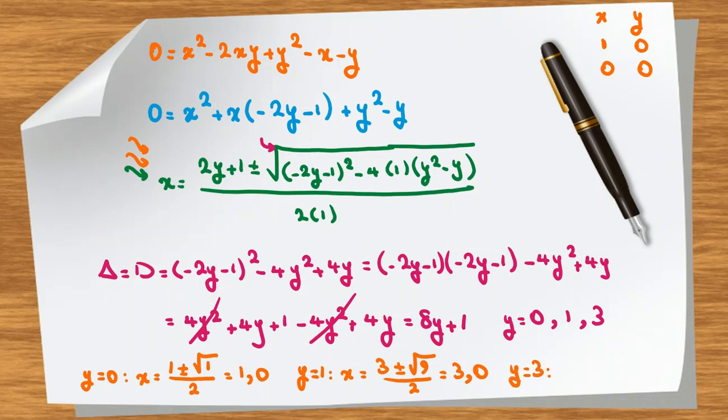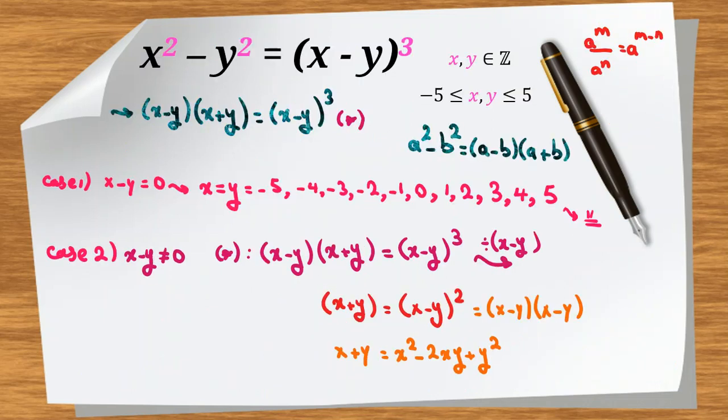Y equal to 3. Then x equals, again we use this formula, 2 times 3 plus 1, 7, plus minus the square root of 8y plus 1, 25, over 2. So 7 plus minus 5 over 2. 7 plus 5, 12 over 2, 6, 7 minus 5, 2 over 2, 1. Now if we write the other answers: x 3, y 1; x 0, y 1; and x 6, y 3; x 1, y 3.